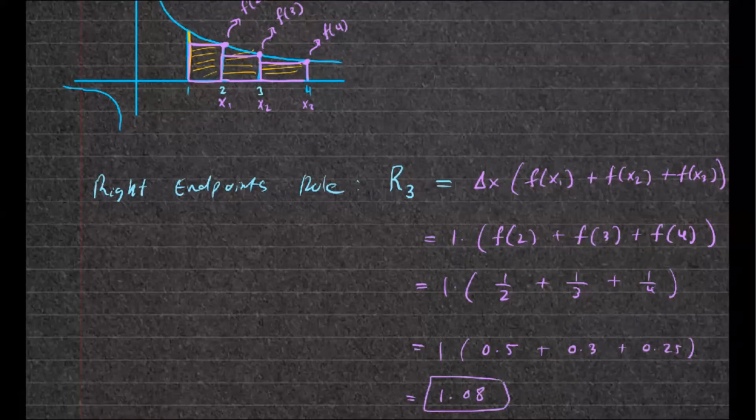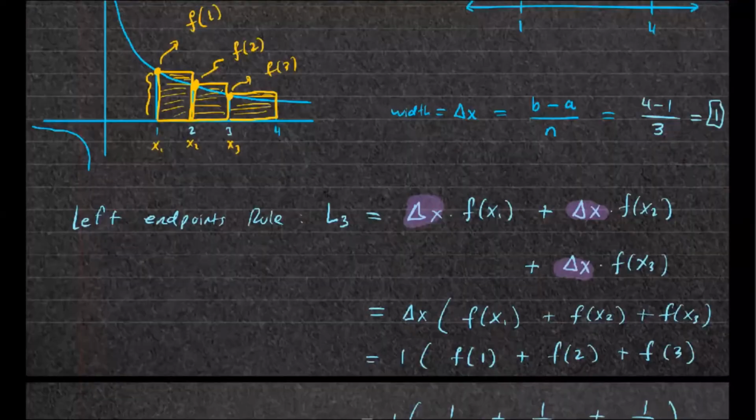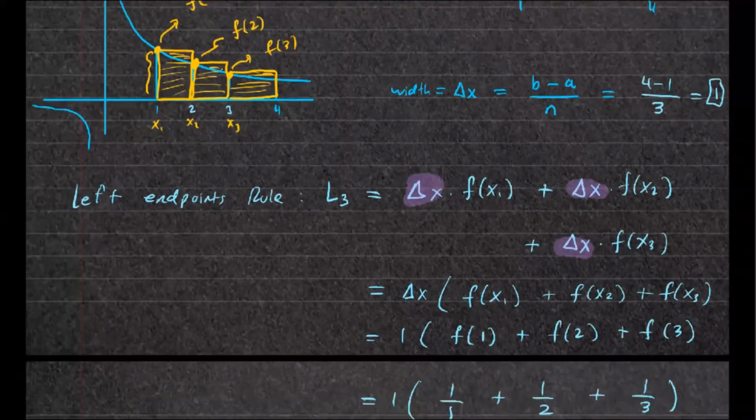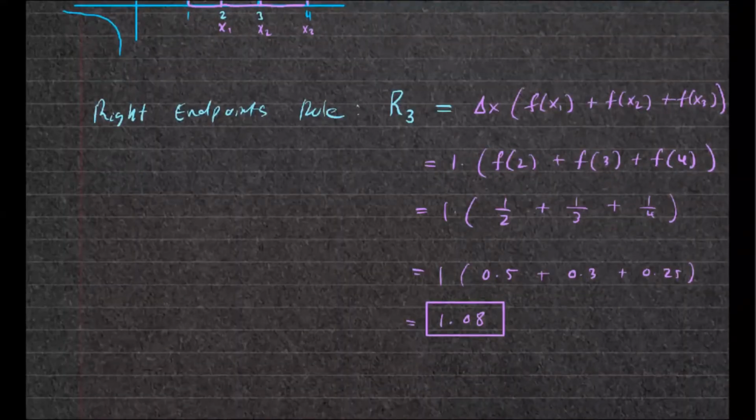So you can see that this is a little underestimate, and you can see it from the picture. Here you can see this is an overestimate because the rectangles happen to be above the curve. Now let's illustrate the last method. So the last one is called the midpoint rule.